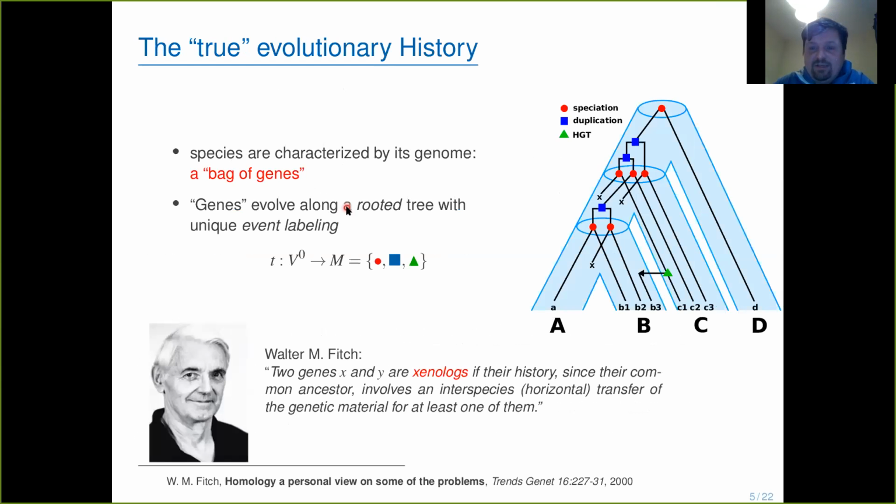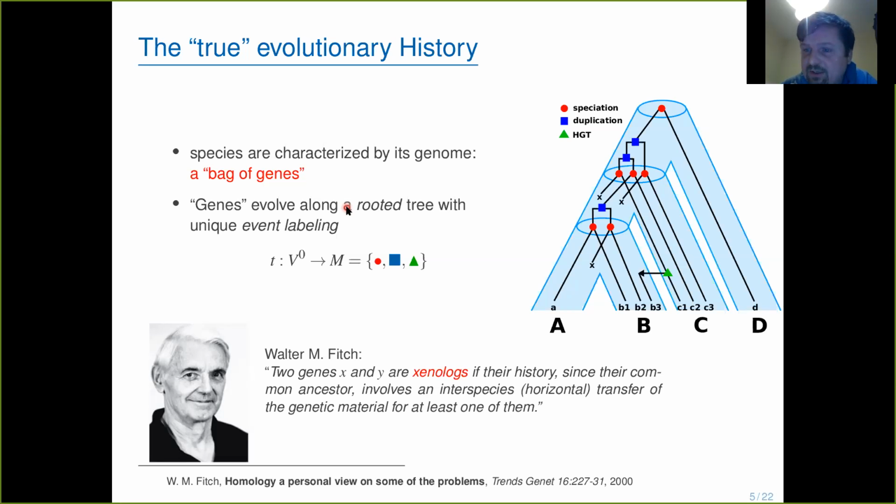Back to our true history, there was one very famous paper by Walter M. Fitch. There was a long discussion. It's really interesting to see the papers and the citations in these papers on how to call particular genes and how to give them the terms on how they are related. One of the most commonly used definitions goes back to Walter M. Fitch, which says that two genes X and Y are xenologues if their history, since their common ancestor, involves an interspecies horizontal transfer of the genetic material for at least one of them.